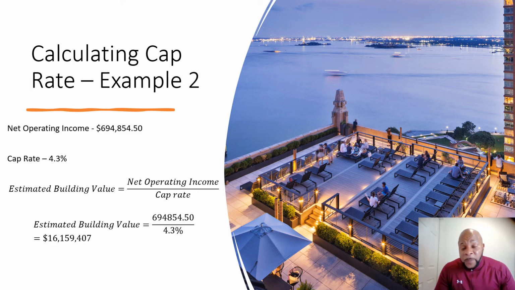In our second example, the borrower comes to you with a net operating income. You calculate the net operating income, and then you again know what the market should bear in whatever area the property is located. In this case, we're going to stick with 4.3%. The formula is a ratio of net operating income to cap rate. So once you take net operating income and divide it by your cap rate, you'll get a value. In this case, the value is somewhere a little over $16 million.